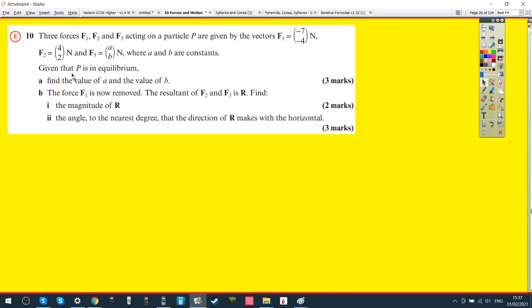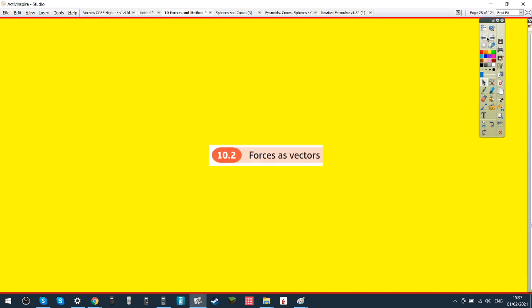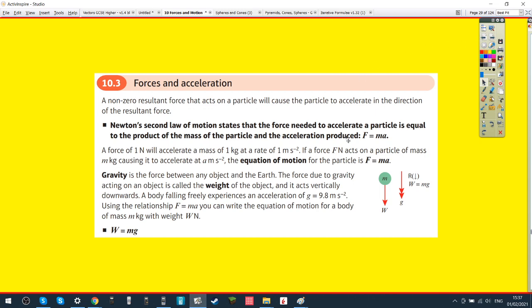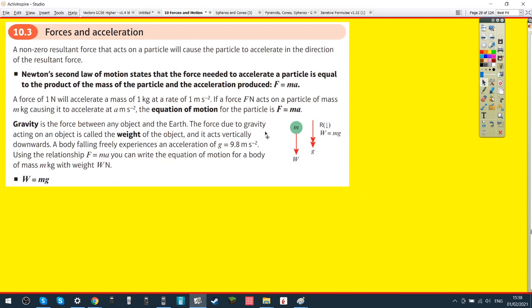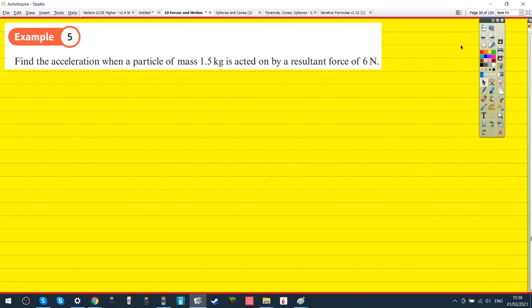This one is an equilibrium. Find a and b. The thing is removed, the magnitude and the angle. So it's the same questions, different notation. Great, 10.2. Okay, forces and acceleration. Weight is mass times gravity. Fair enough. Okay, how about this one?